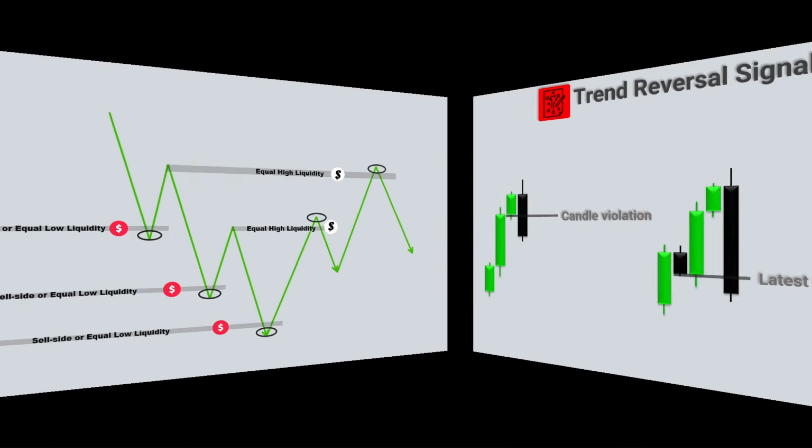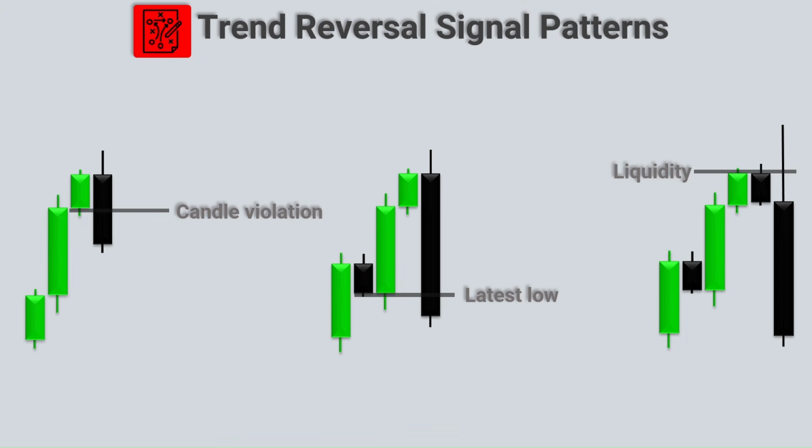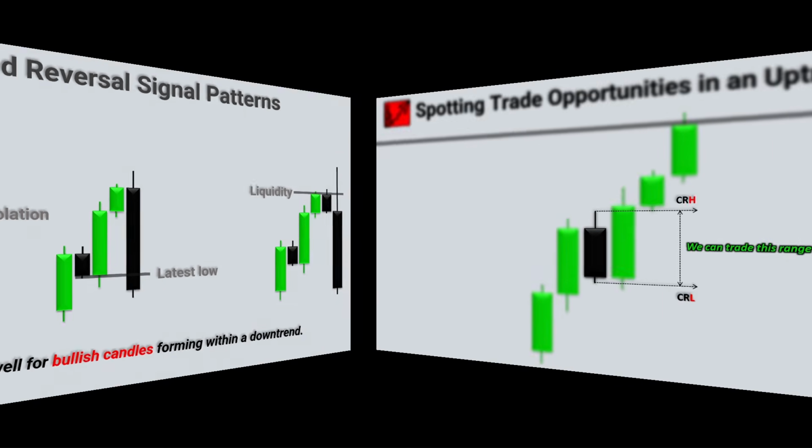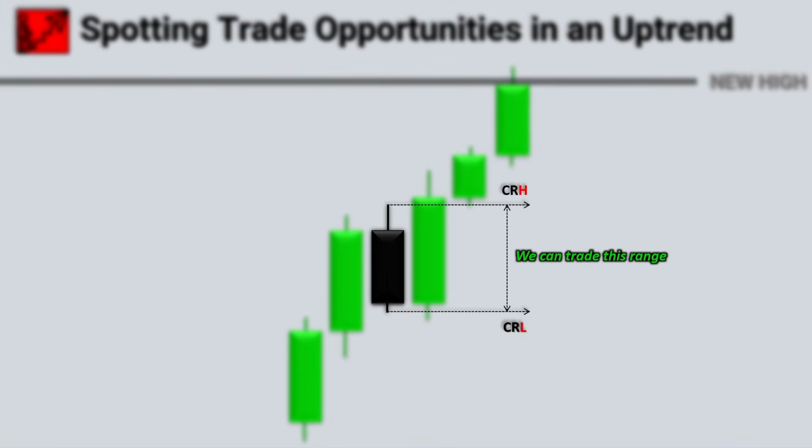These signals aren't just limited to bearish candles and uptrends. They work just as well for bullish candles forming within a downtrend. Now, let's get back to our bearish candle. If you carefully analyze it and find no signs of a trend reversal, then you're in business. The range of that candle becomes your golden trade opportunity.